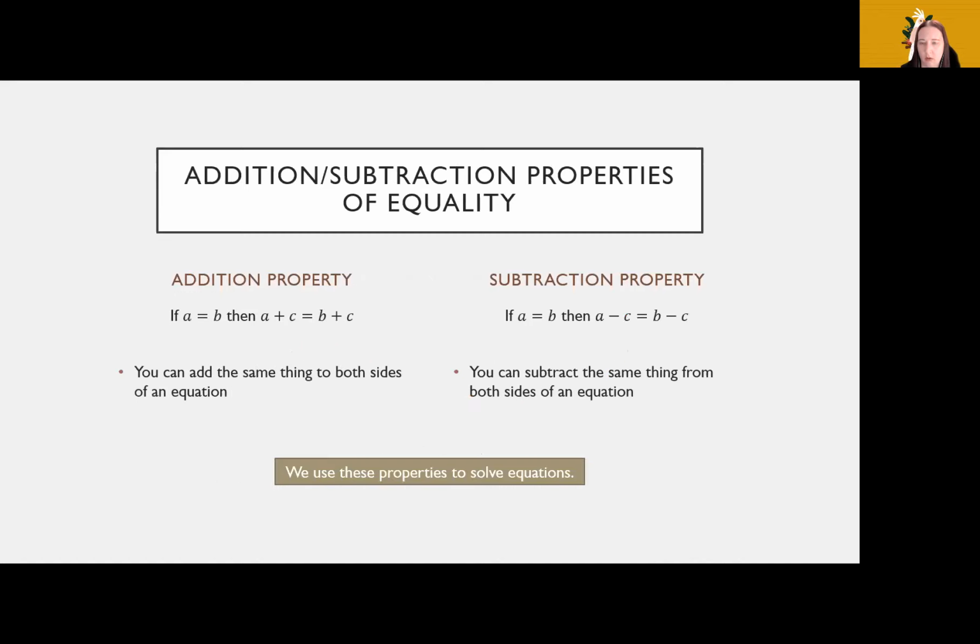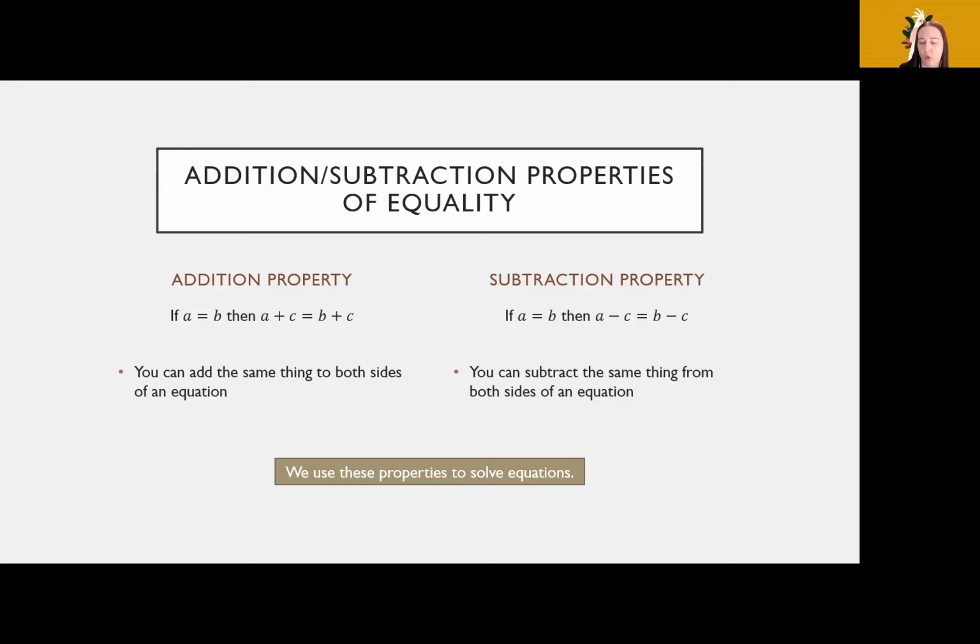Okay, so in order to solve, we have two properties that we use. Looks like I forgot to add a slide for the multiplication and division properties of equality as I'm looking at this. So we've got the addition and subtraction properties.